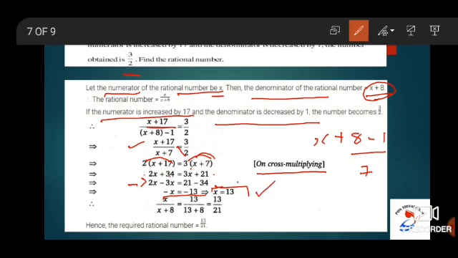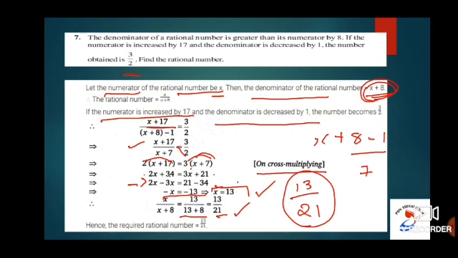Now we have to find out the denominator. For the denominator, we have taken the condition as x plus 8. So on adding 13 plus 8, it will give you the result as 21. So hence the required rational number will be 13, that is the numerator, divided by x plus 8, that is 21, the denominator. So the required rational number is 13 by 21. This completes this problem. So in this exercise, we have learned the method of cross multiplication.